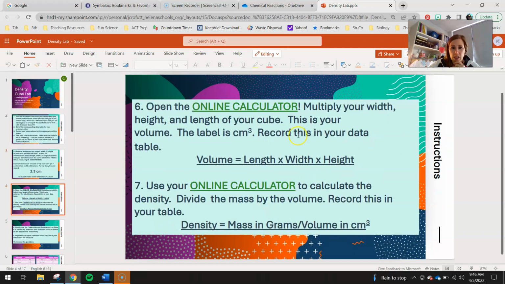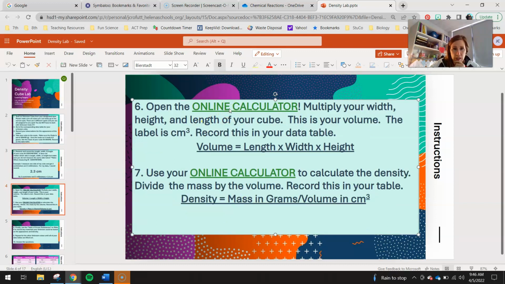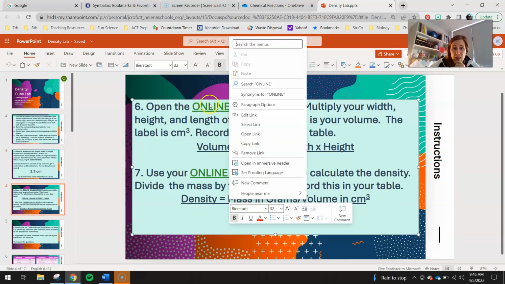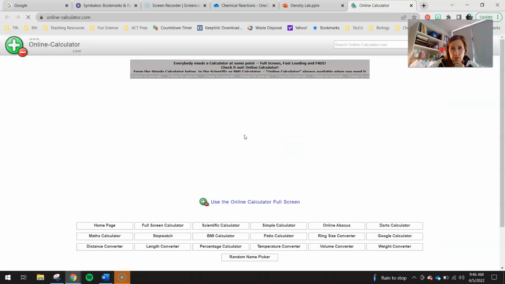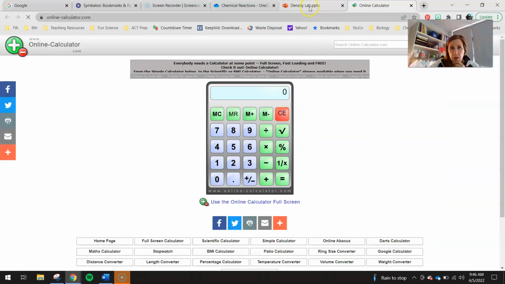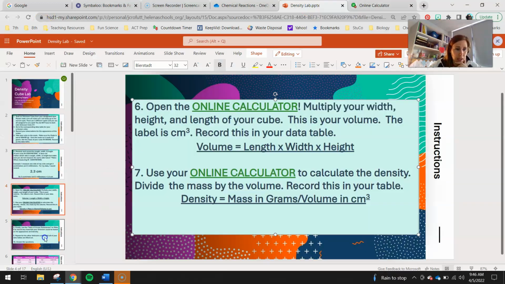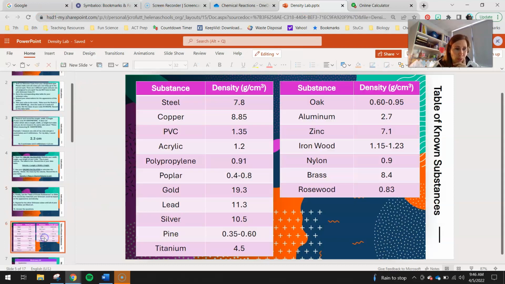Then you will get a mass as well, and then you will use your online calculator to help you calculate the volume, and once you know the volume, you will be able to find the density. So I'm going to open up this calculator because we're going to need it. Okay, let's move to slide 6. This is going to be all of the known densities that we have. So you will come back and compare each of your 10 unknowns to these known densities. And then you will use the density and the appearance of these cubes to help you figure out what your 10 cubes are made out of.